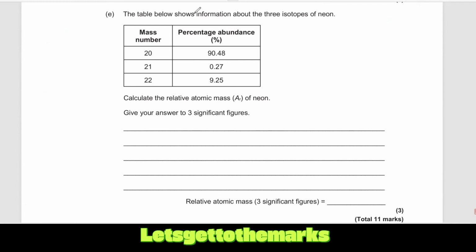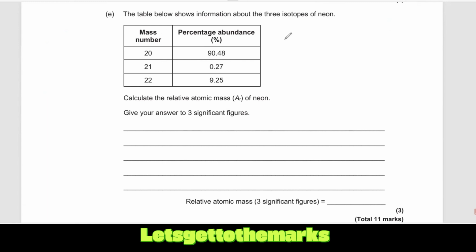Right, here we go. The table shows 3 isotopes of neon. So we've got the mass number, and the percentage abundance over here. What you need to do is work out the sum of the mass number times the abundance and divide by the total abundance. Why don't you have a go?